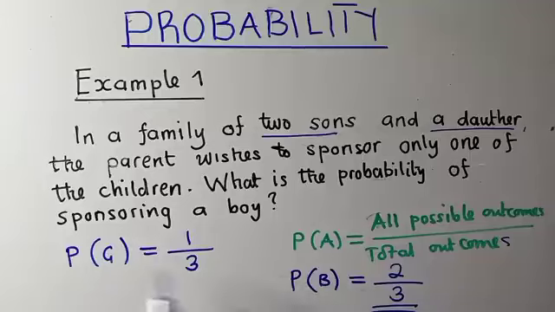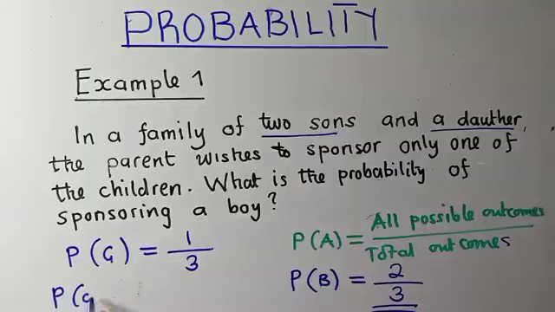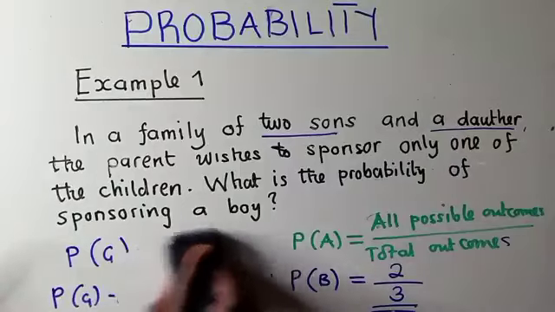It will help you to prove whatever you're working with. So now let's add this probability plus this probability and see if it will give us a 1. The probability of picking a girl plus the probability of picking a boy must give us a 1. So we'll say 1 over 3 plus 2 over 3, which is equal to 1. It works. So you have proven that this is correct and this is also correct. Let's try to check another example.